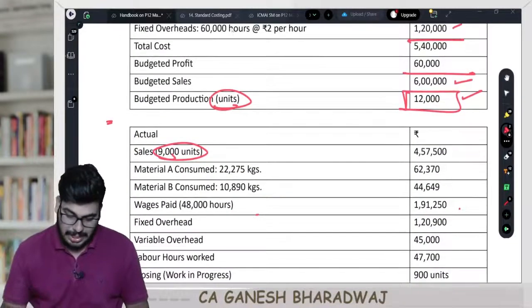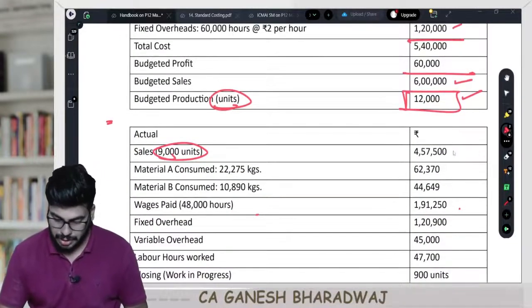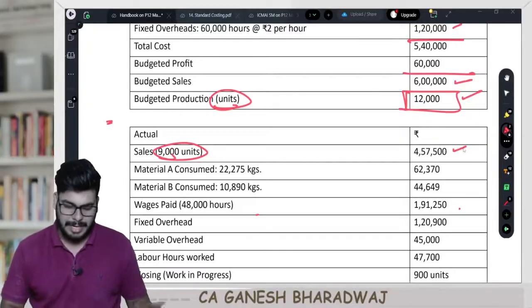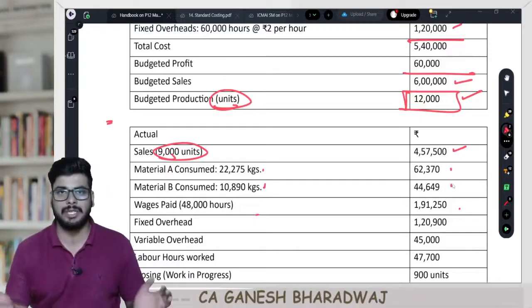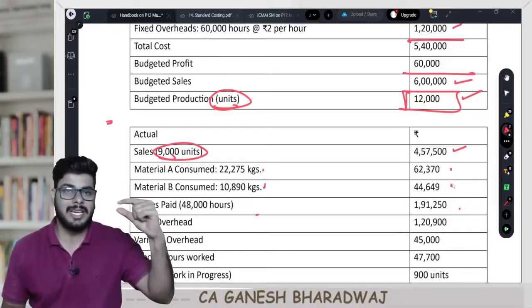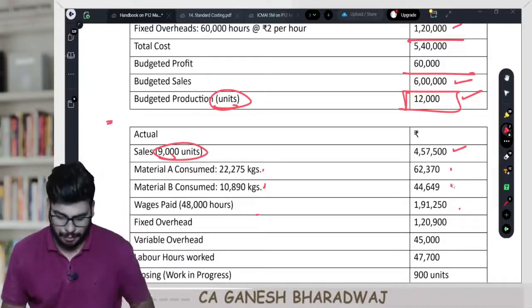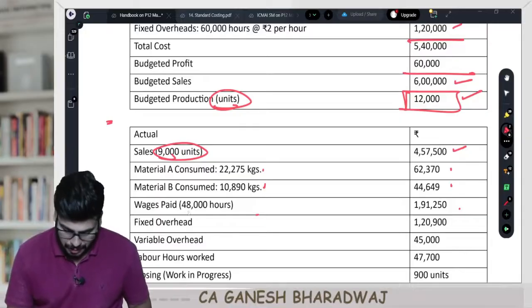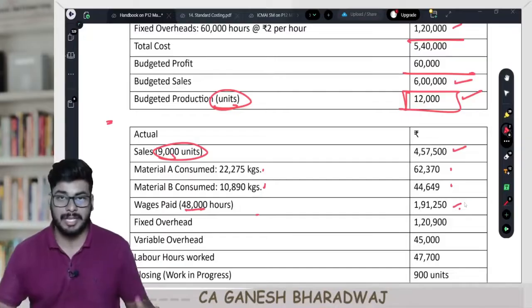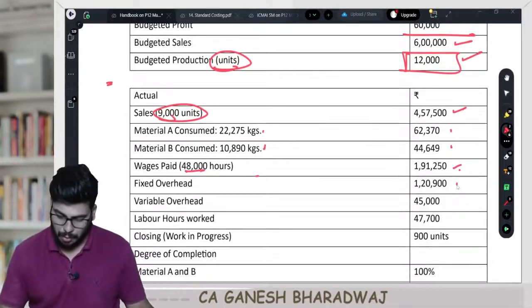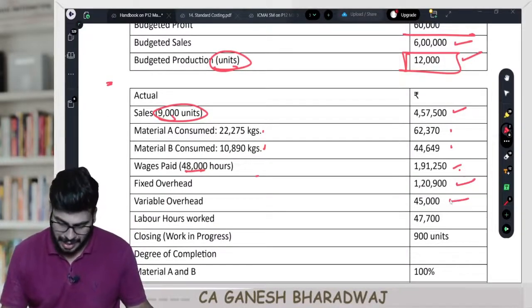Next. So sales given is 9,000 units. The actual sales value is given as follows. Material consumed A and B in terms of kgs is given, and the value is given. If you divide the two, you will get the actual price per kg of A and B. Wages paid. They have paid wages for 48,000 hours. The value is given. If you divide the two, you will get the actual rate. The fixed overheads actually incurred is given. Variable overhead actually incurred is given.